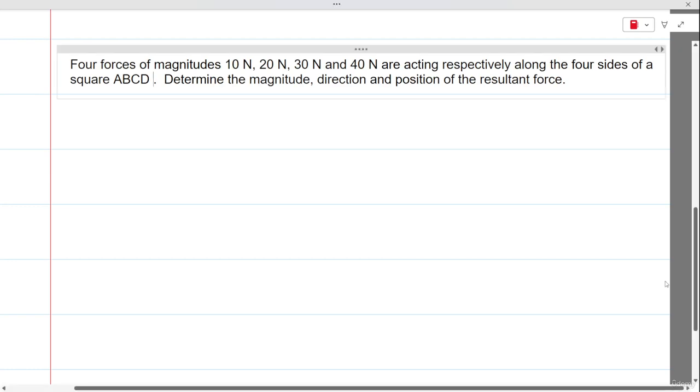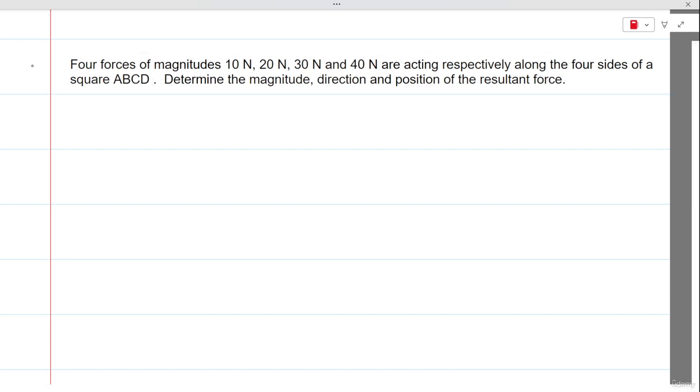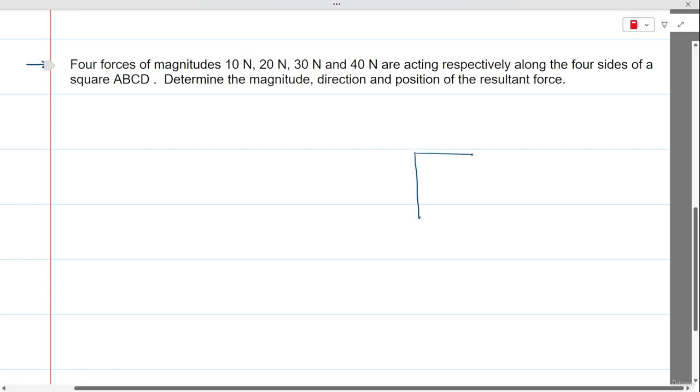In the given question, it is mentioned about four forces whose magnitude is 10 Newton, 20 Newton, 30 Newton and 40 Newton. They are acting respectively along four sides of a square ABCD. So square is given to us and along that square four forces are going to act.